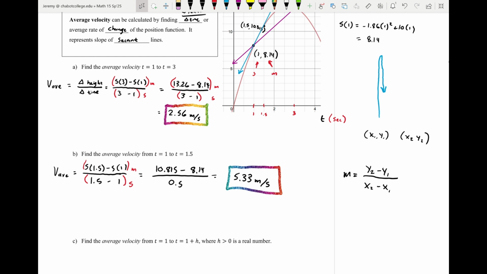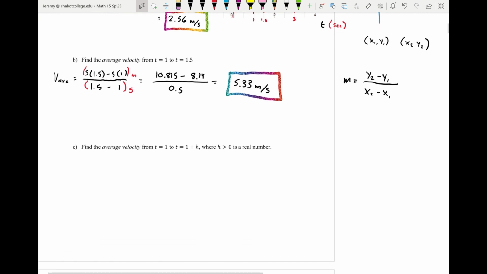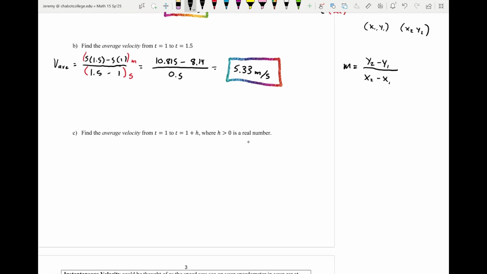This is like the first major problem that differential calculus was developed to try to address. Okay, so this next part, I'm just trying to set up the motivation for why we're going to do this weird thing in part C, where we say, find the average velocity from t equals 1 to t equals 1 plus h, where h is some positive real number.